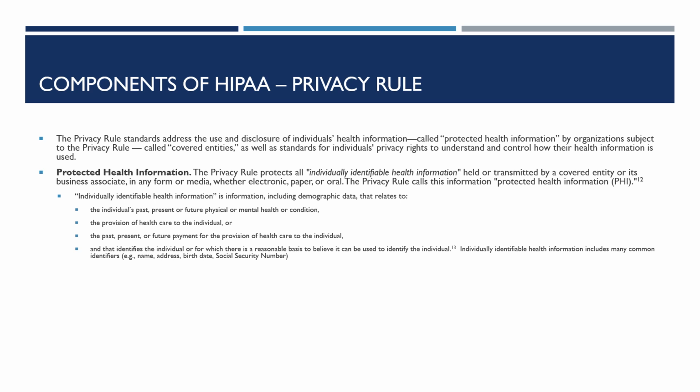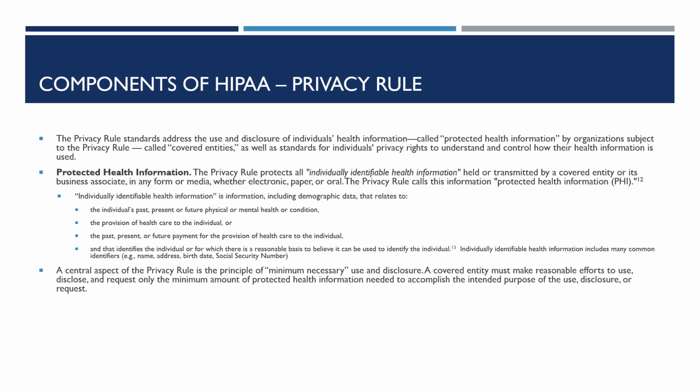Also included in PHI is any information that identifies the individual or for which there is reasonable basis to believe it can be used to identify the individual. So their name, their address, their birth date, their social security number, that is all included under PHI as well. A central aspect of the privacy rule is the principle of minimum necessary use and disclosure. A covered entity must make reasonable efforts to use, disclose, and request only the minimum amount of protected health information needed to accomplish the intended purpose of the use, disclosure, or request.